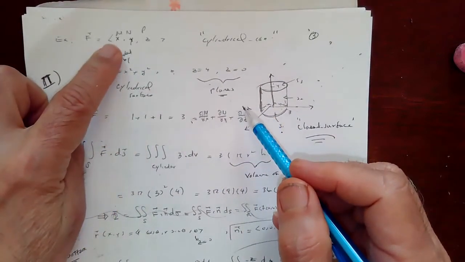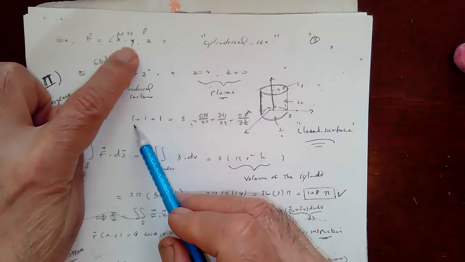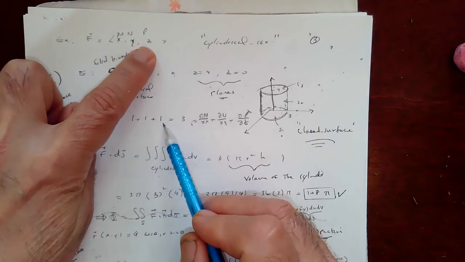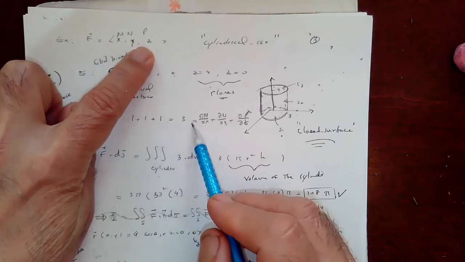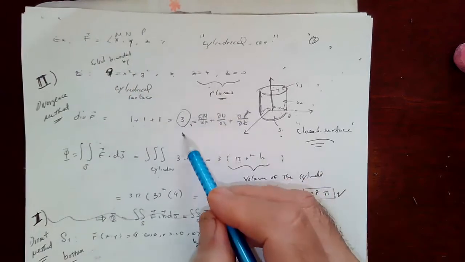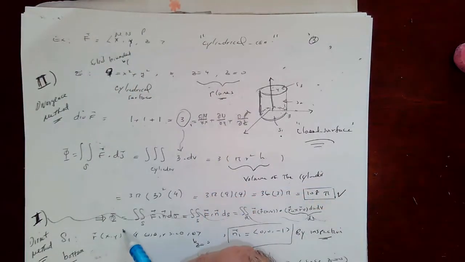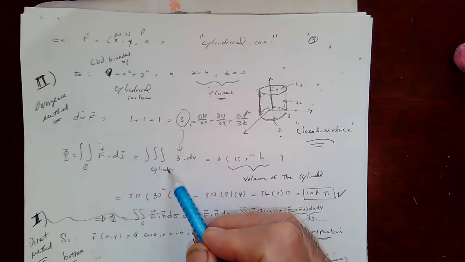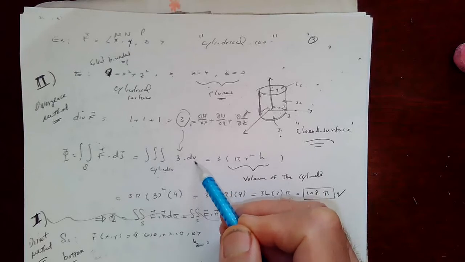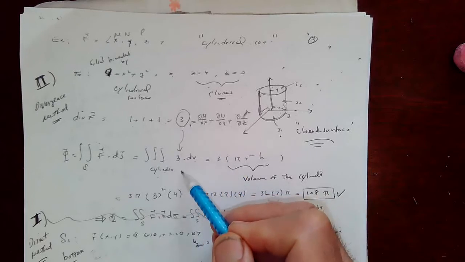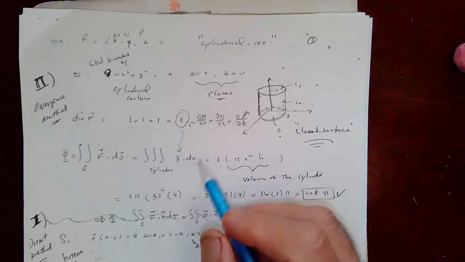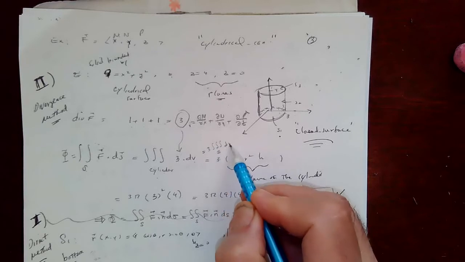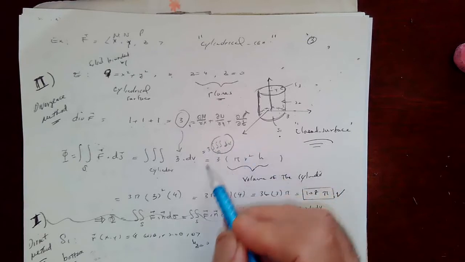Partial derivative of x with respect to x is 1. Partial derivative of y with respect to y is 1. Partial derivative of z with respect to z is 1. 1 plus 1 plus 1 is 3. And that goes and sits right here. Then the double integral, the surface integral, becomes a triple integral. 3 times the volume, but 3 is constant. You can pull that out. And therefore, what's left is 3 times the triple integral of dV, which is the volume of a cylinder.